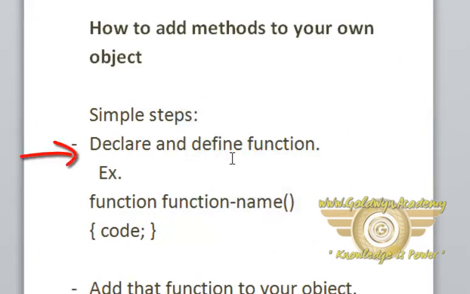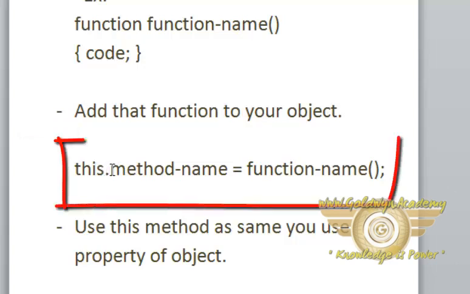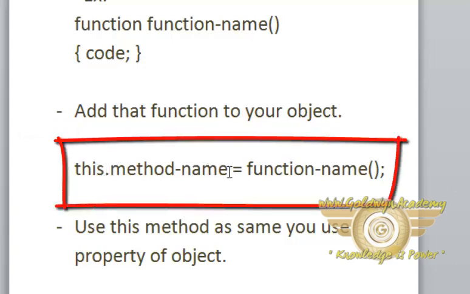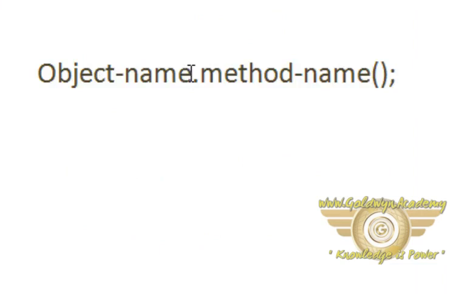Declare and define function. First you should define and declare a function. Say function and then name of the function and then coding in curly braces. Then add that function to your object like this using this keyword, dot operator, then method name same as property name, and then assign the function to that method name. Simple. Use this method the same as you use a property of an object. This is the syntax. How to access that method? Your object name dot method name.